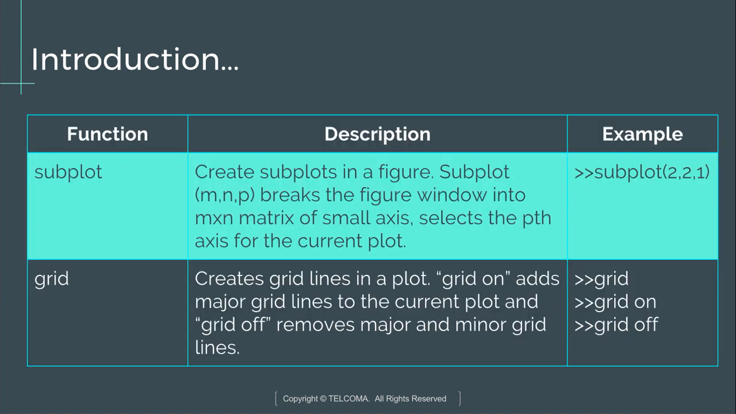Next is subplot. If you want to create subplots in a figure, subplot(m, n, p) breaks the figure window into an m by n matrix of small axes, and selects the pth axis for the current plot. Next is grid. It creates grid lines in a plot. Grid on adds major grid lines to the current plot, and grid off removes major and minor grid lines.